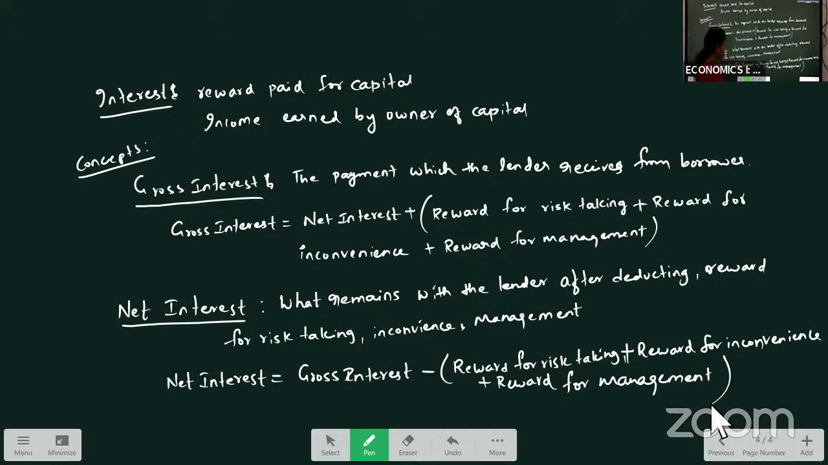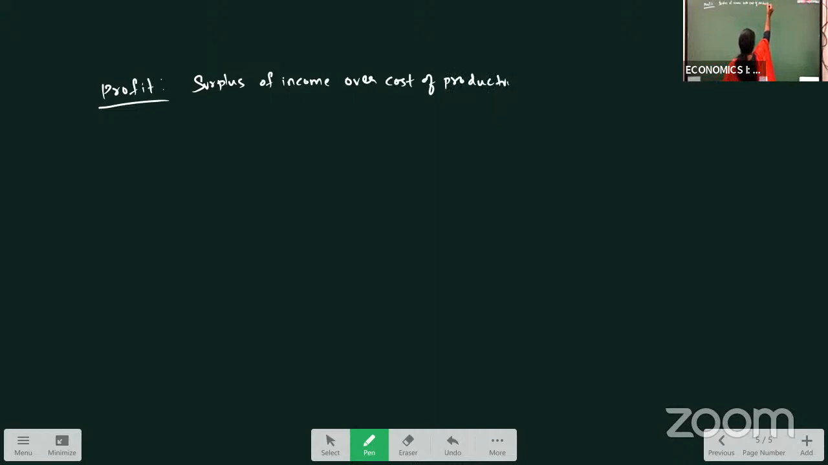Okay, so the next concept we have is profit. Profit is earned by the factor organizer. Profit is the surplus of income over cost of production, or we can say it is the reward paid to the entrepreneur for his services, or profit is the reward paid to the services of the organizer.